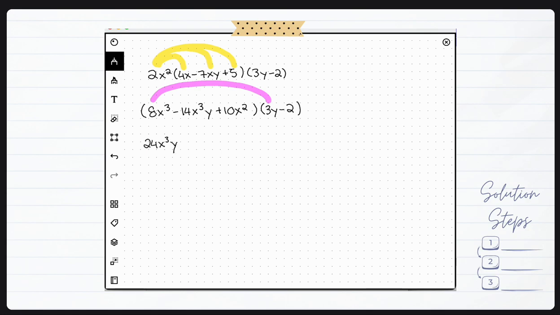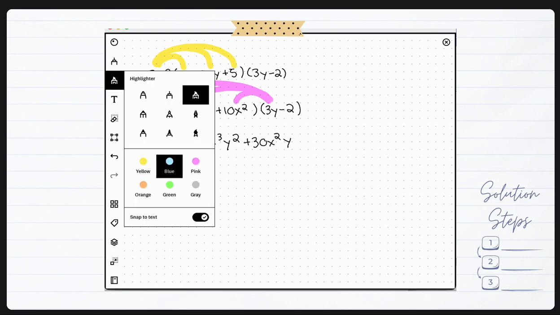24x cubed y. Now 3y times negative 14x cubed y is going to give us negative 42x cubed y squared. Now we're going to take that 3y and multiply 10x squared. So we get 30x squared y.